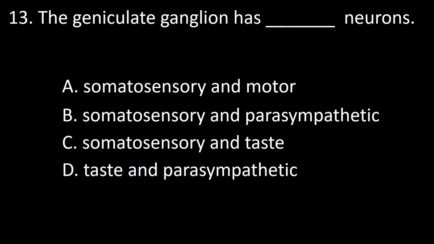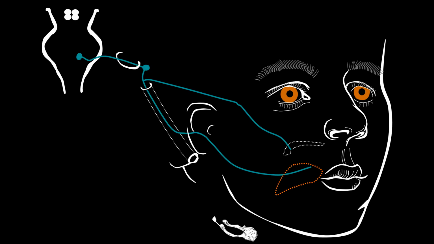Next question. The geniculate ganglion has dash neurons. A, somatosensory and motor. B, somatosensory and parasympathetic. C, somatosensory and taste. D, taste and parasympathetic. I have now gone back to the original sketch to introduce the taste fibers for the anterior two-thirds of the tongue and palate. The taste peripheral neurons are in the geniculate ganglion.